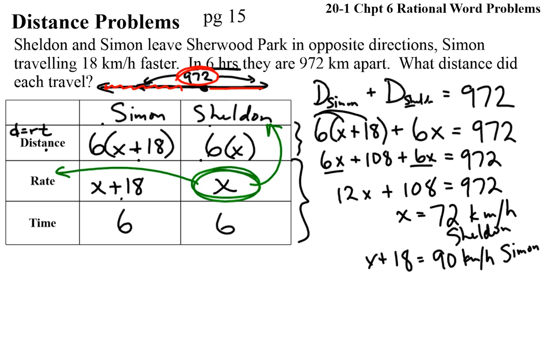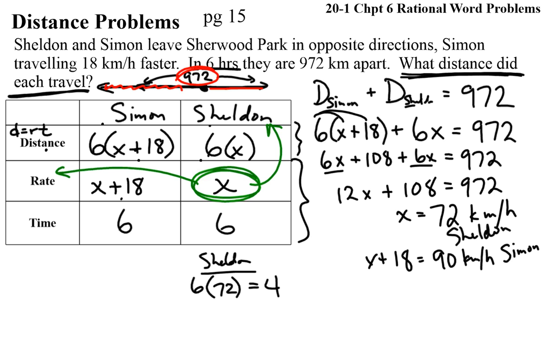But have we answered the question? The question is, what distance did each travel? Well, we need to finish off the distance traveled. Well, Sheldon was 6 hours at 72 kilometers per hour, which works out to be 400 and, what is that? 2, carry the 1, 432 kilometers.